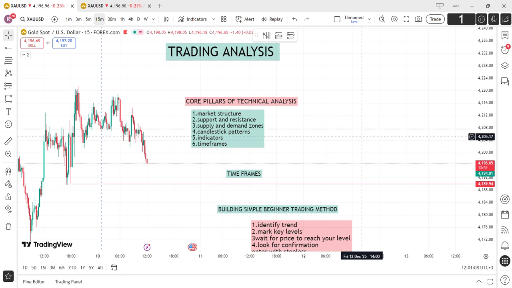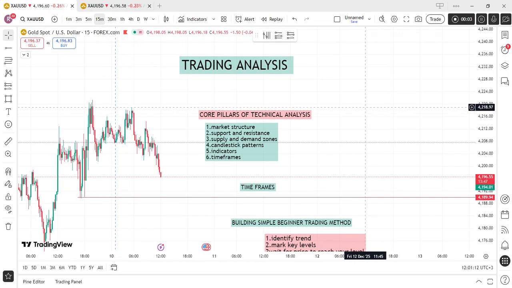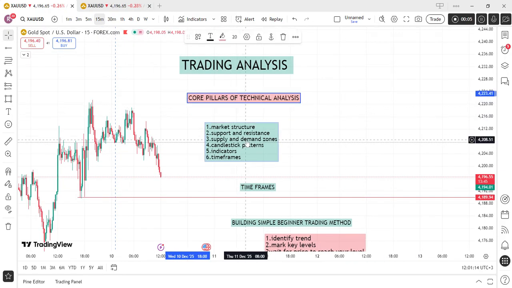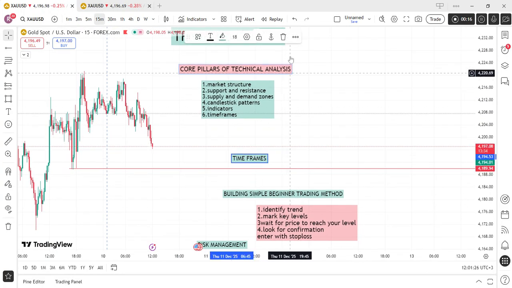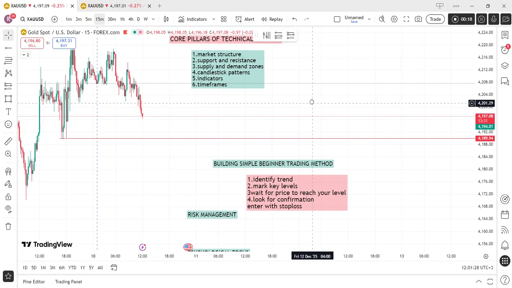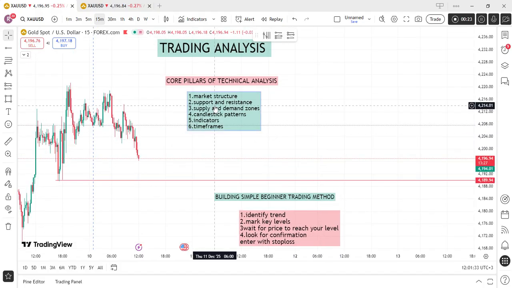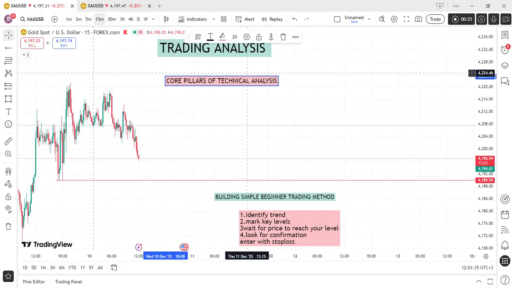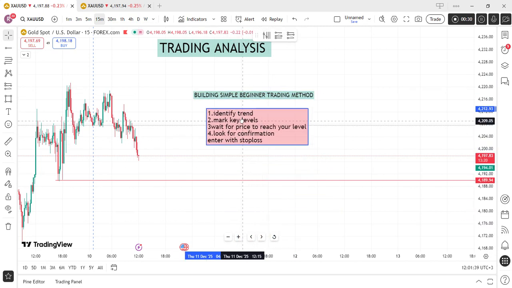In continuation of the trading analysis course, in the previous episode we discussed the core pillars of technical analysis: market structure, support and resistance, supply and demand zones, candlestick patterns, indicators, and timeframes. After that, we are now into building a beginner trading method. So I'm going to go ahead and remove the previous subtopics under trading analysis.